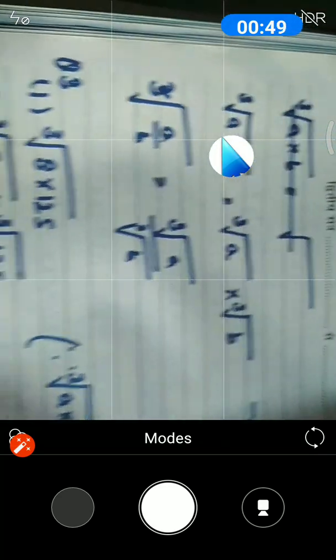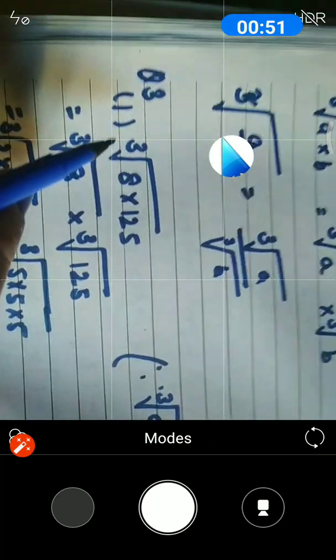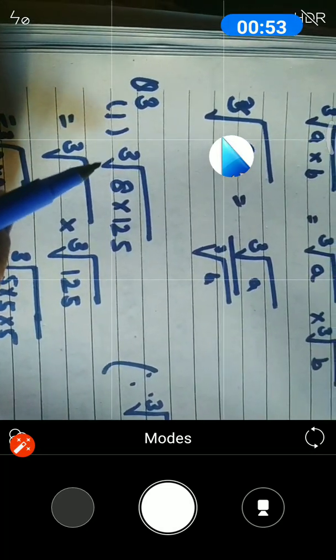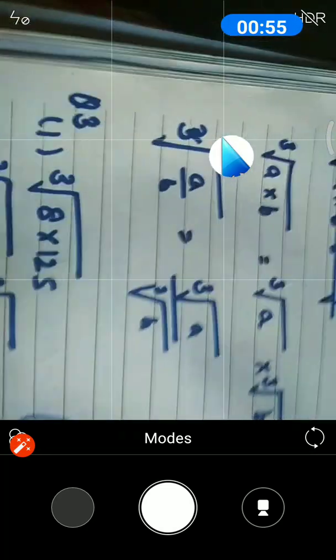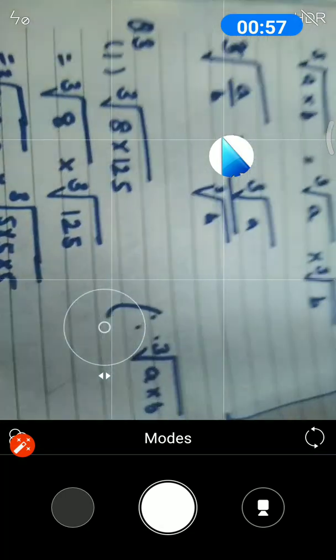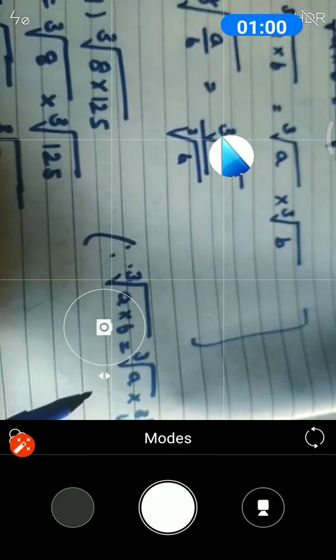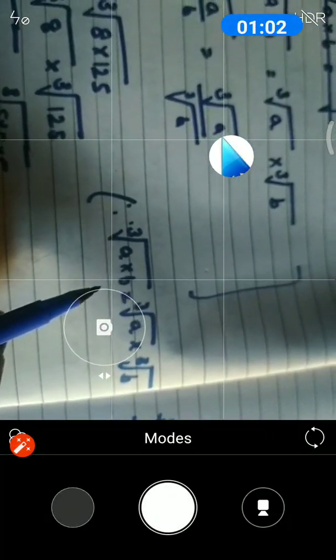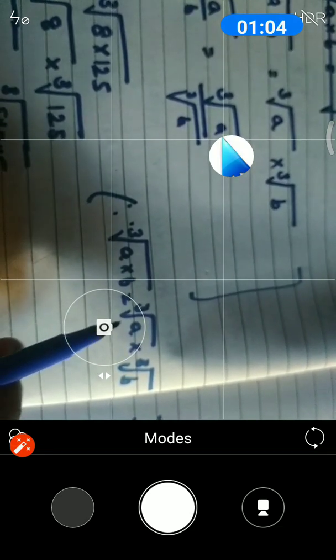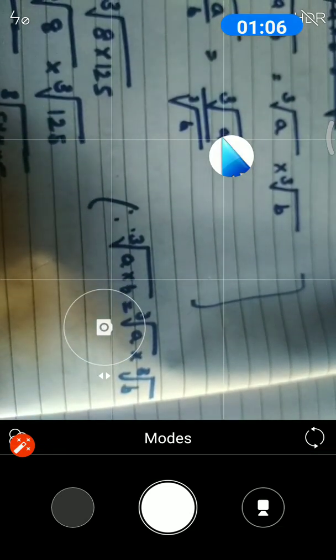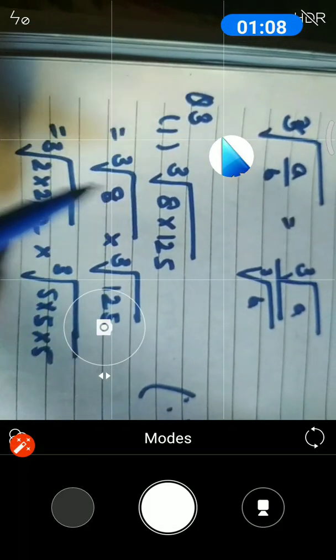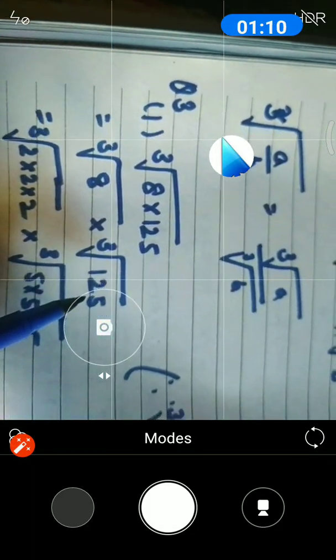So let's move to question number 3, first part. You have to find the cube root of 8 multiplied by 125. Which step will we follow? The cube root of a into b is equal to the cube root of a multiplied by the cube root of b. So we will take out the cube root of 8 and the cube root of 125.